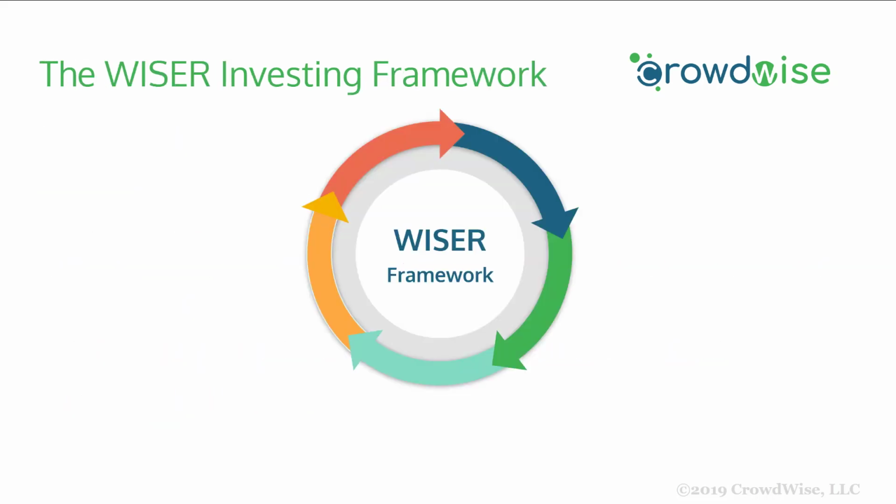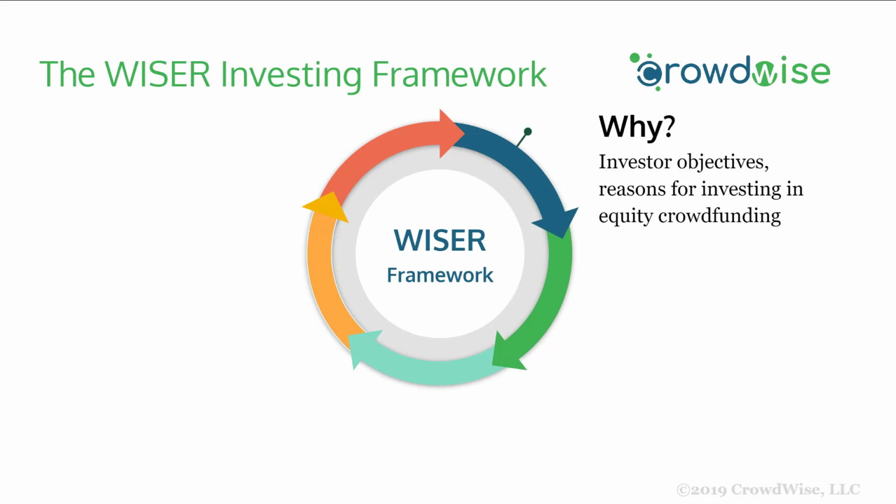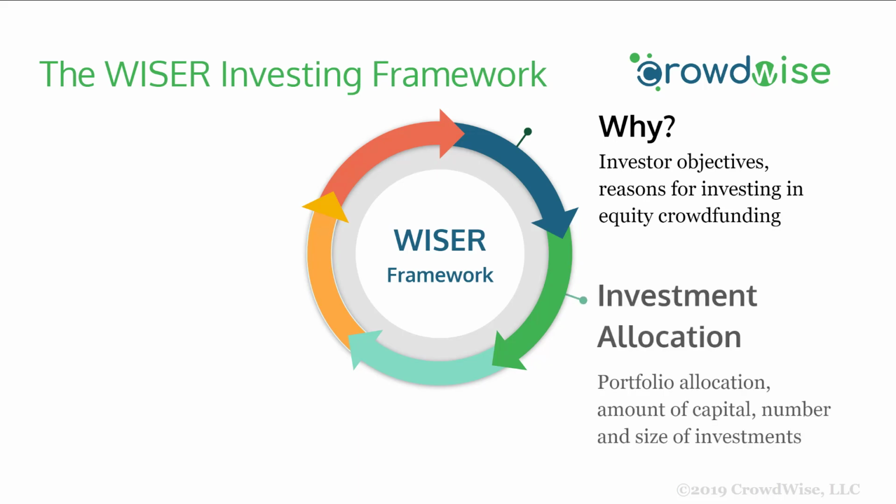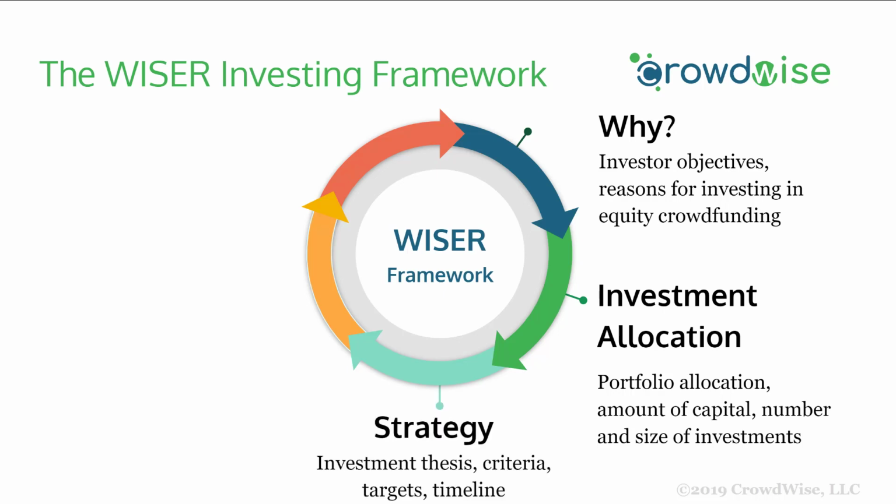Let's also revisit the Wiser investing framework. Now, the Wiser investing framework is a step-by-step process that I use in my own personal investments, and I wanted to share it as I think it can be helpful to others, especially those getting into equity crowdfunding. Each letter of the Wiser acronym stands for a different step in the process. First, the investor why. These are the investor objectives, reasons for investing. Next, the I, investment allocation. This is your portfolio allocation. And for Reg CF investing, the number and size of investments that you're going to be making and the amount of capital that you'll be allocating towards it.